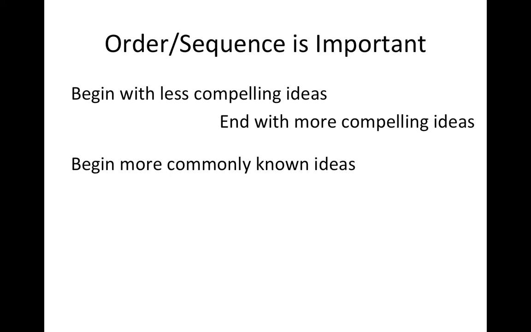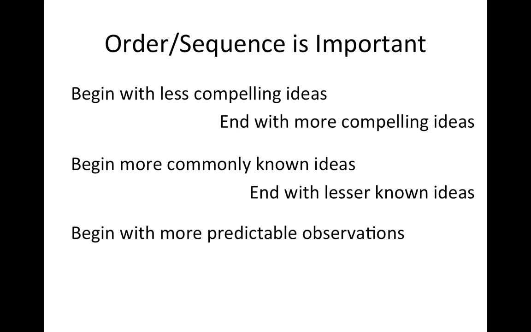Begin with your more commonly known ideas and end with your lesser known ideas. That's because when you begin with your more commonly known ideas, you're acknowledging the things that people already know, and then you're going to tell your readers things that they don't know, which is going to keep them interested. Whereas if you start with the lesser known ideas and then give the commonly known ones, your reader is thinking, well, I already knew that. I don't even know why that's included here.